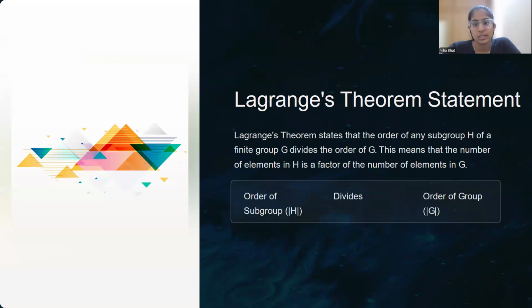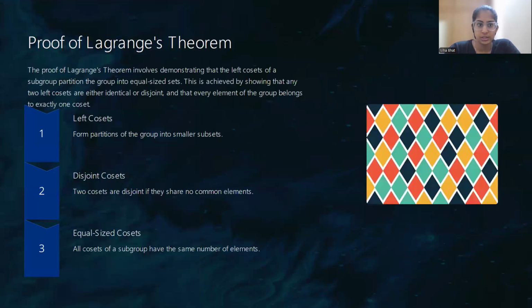Lagrange's theorem states that the order of any subgroup H of a finite group G divides the order of G. This means that the number of elements in H is a factor of the number of elements in G. The order of the subgroup is given with the following notation, which divides the order of group G. This is the formula for Lagrange's theorem.